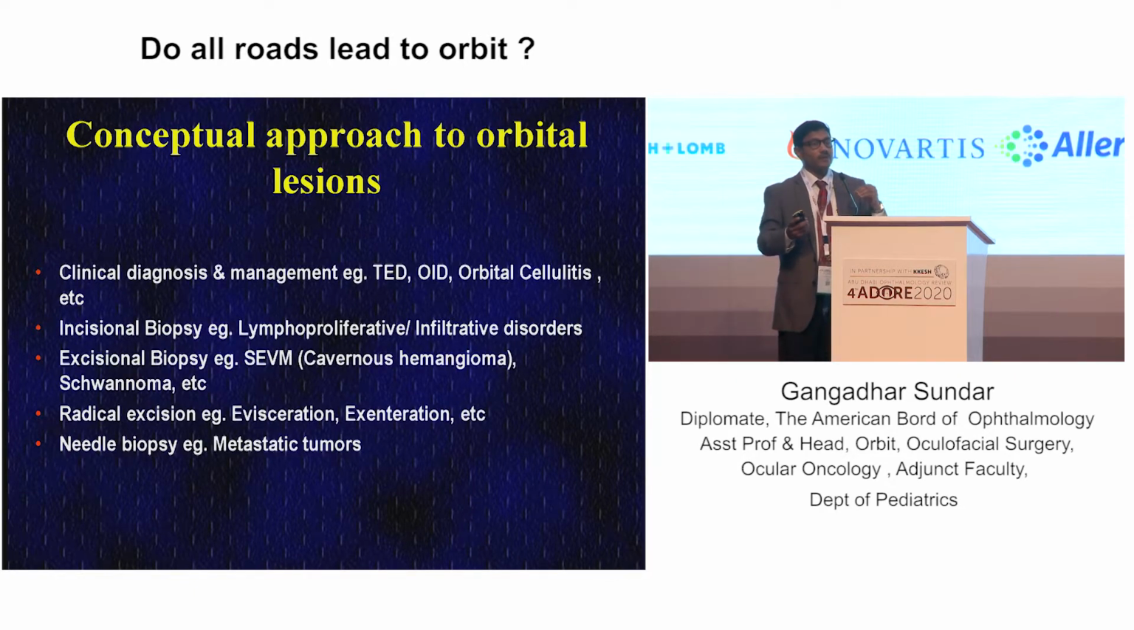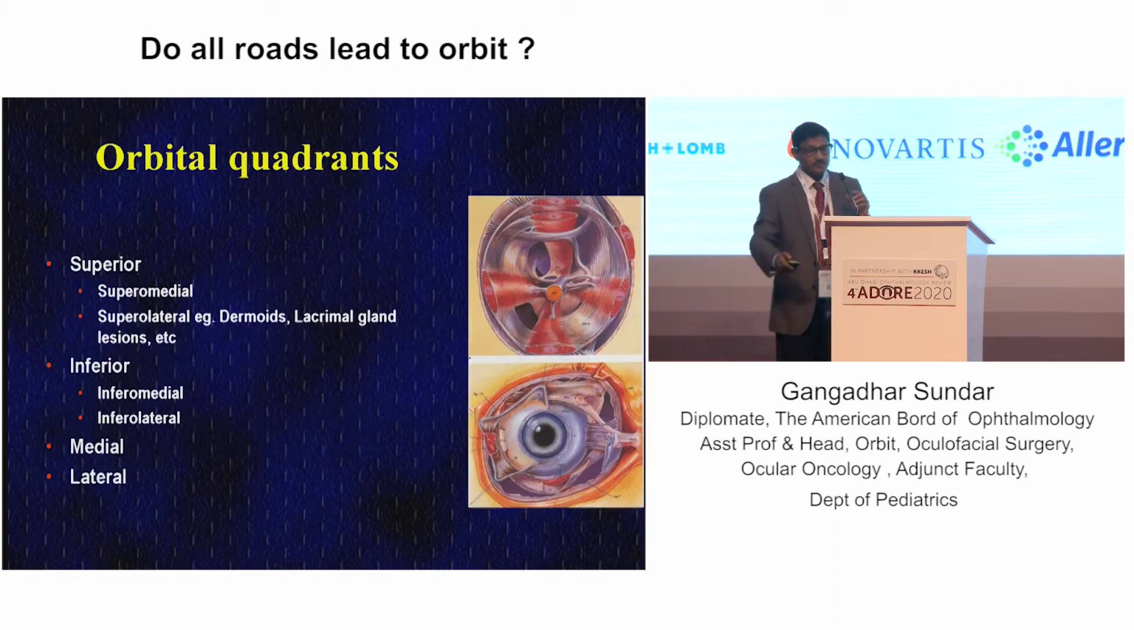But more frequently, you want tissue diagnosis. That's where you're deciding between incisional biopsy, as in a case of lymphoproliferative disorders, or an excisional biopsy, removing the entire thing in toto, or are you going to do a more radical procedure such as an exenteration, and every once in a while, just sticking a needle in. Even the case of an orbital hematoma that somebody presented earlier on would have been a great case for needle aspiration of the lesion.